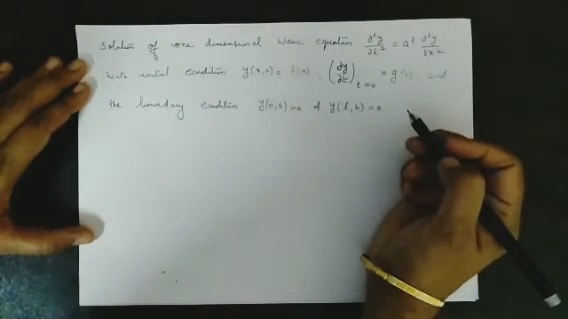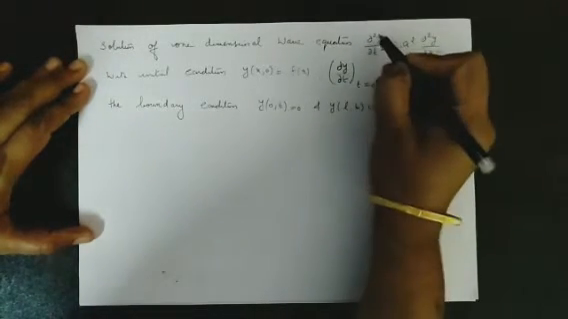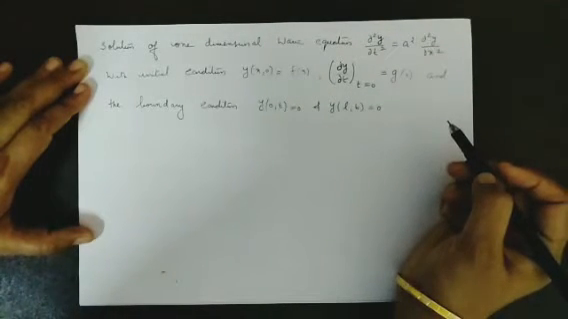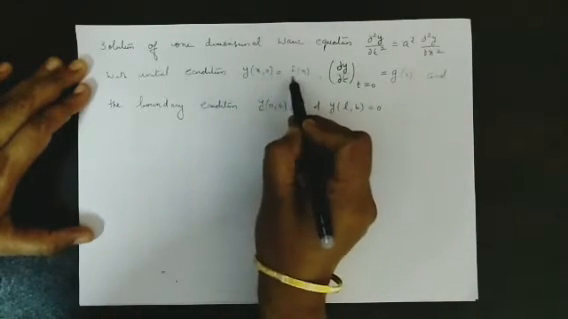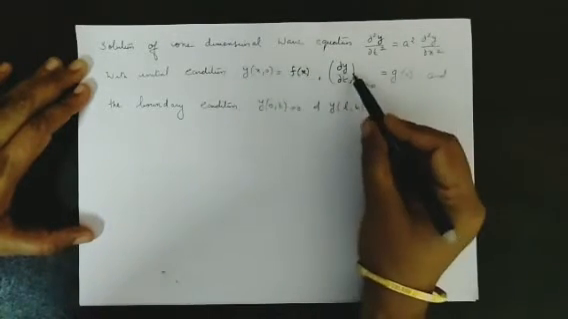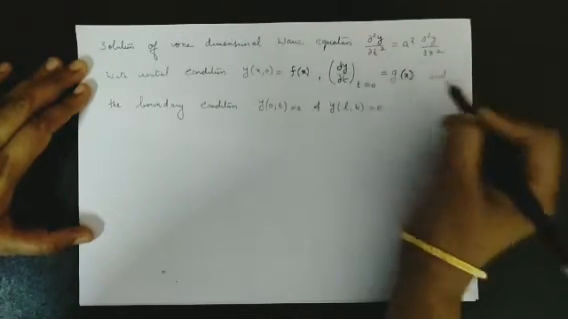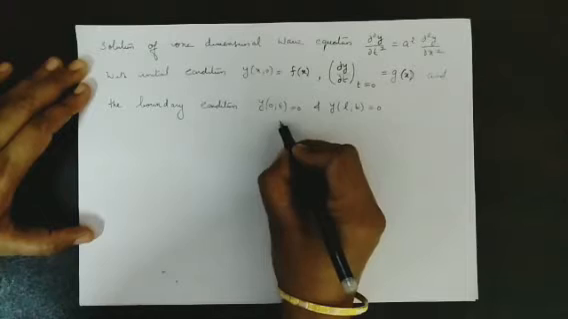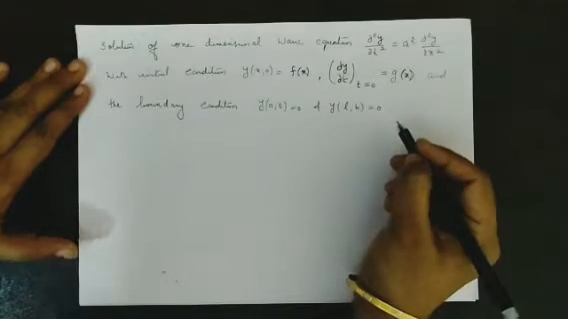Okay, here we are going to find the solution of the one-dimensional wave equation. The one-dimensional wave equation is ∂²y/∂t² = a² ∂²y/∂x² with the initial conditions y(x,0) = f(x), that is the initial displacement, and ∂y/∂t at time t = 0 equal to g(x), that is the initial velocity, and the boundary conditions y(0,t) = 0 and y(L,t) = 0.